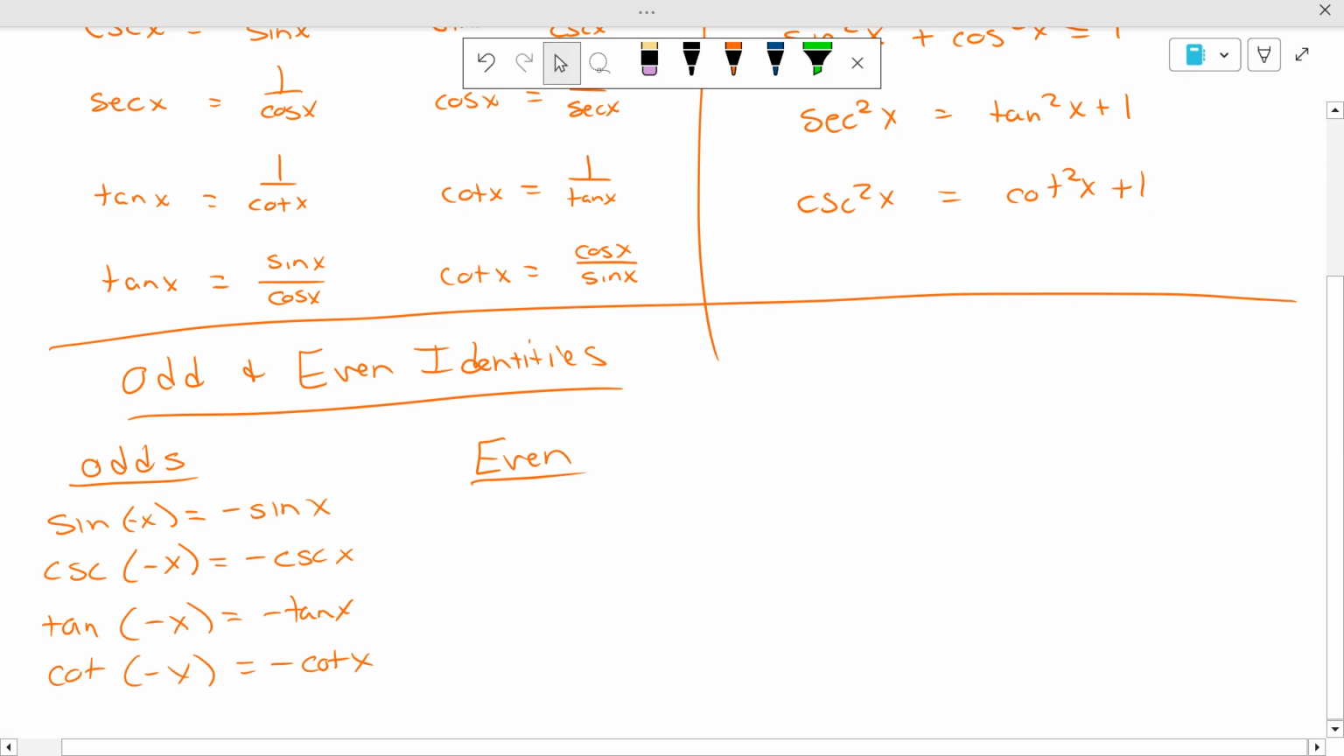And then we have two even identities. The cosine of negative x is the same as the cosine of x, and the secant of negative x is the same as the secant of x.